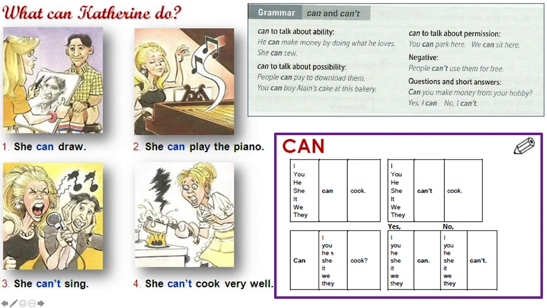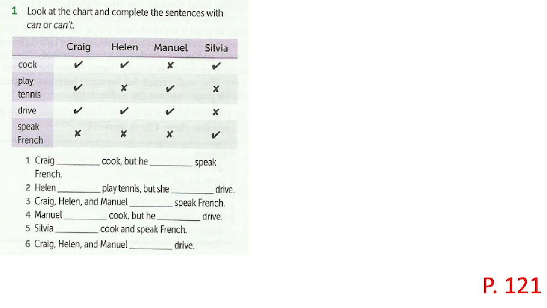You say, for example, can you cook? Can you dance? Can your mother speak another language, for example? So you say here the affirmative answer, yes, I, you, he, she, it can, or no, I, you, he, she, it can't. Okay, perfect. So here on page 121, there's an activity in which you have to look at this chart, the names, the verbs, no? And also here you have some checks and some crosses with information if they can or if they can't do these things.